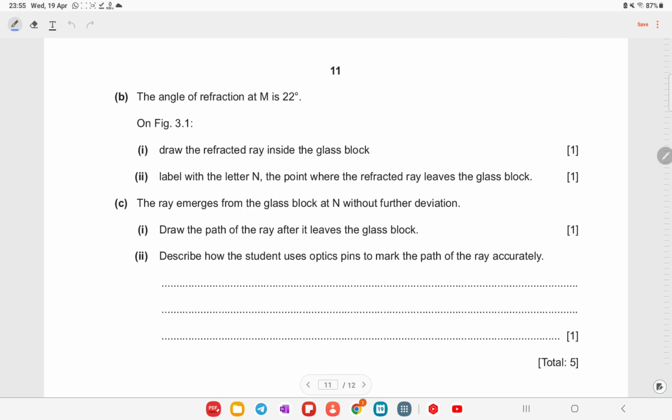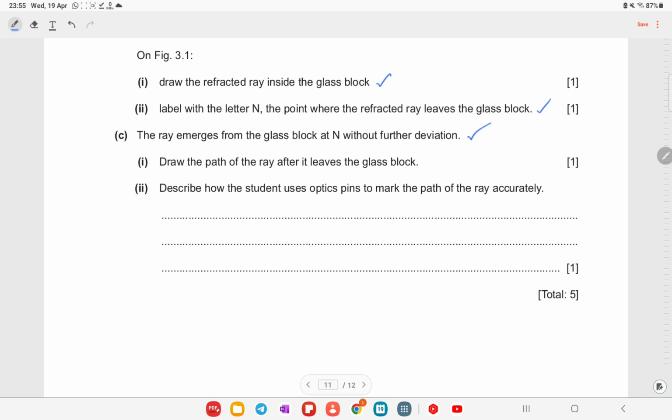Okay, so we have done this. Label the letter N, the point where the ray is refracted and leaves the glass block. The ray emerges from the glass block at N without further deviation. We have already done that, drawing the path of the refracted ray after it leaves. Describe how the student uses optics pins to mark the path of the ray accurately.